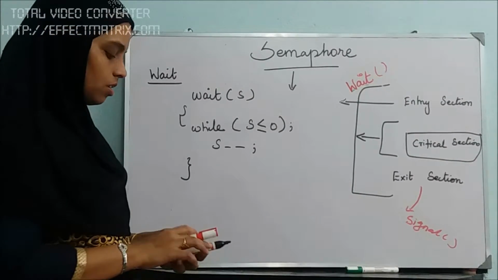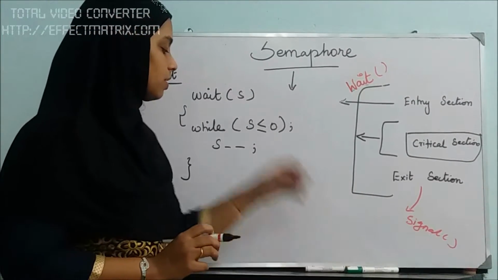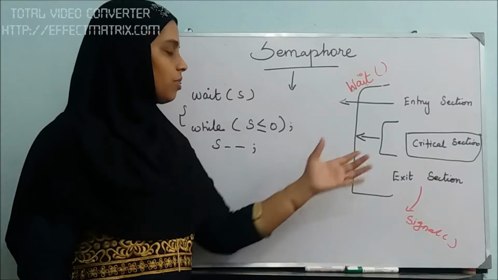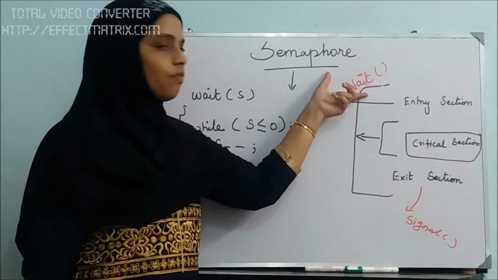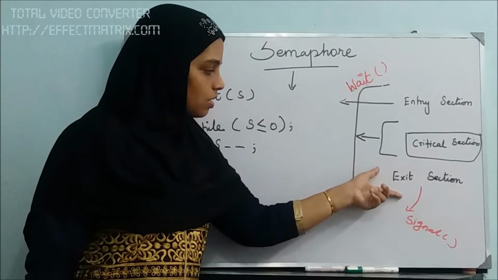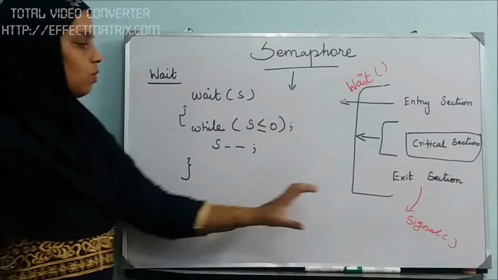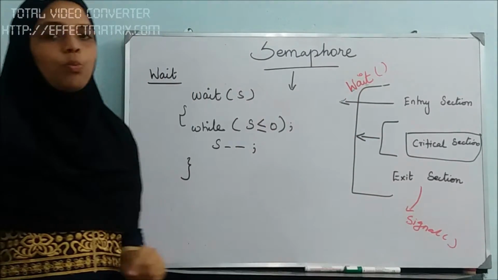Okay. Next, we are going to see the syntax of the wait and signal operations. I already explained the same thing: the entry section is carried out by the wait operation of the semaphore, and the exit section is carried out by the signal operation of the semaphore. So what are we going to do in the wait operation?